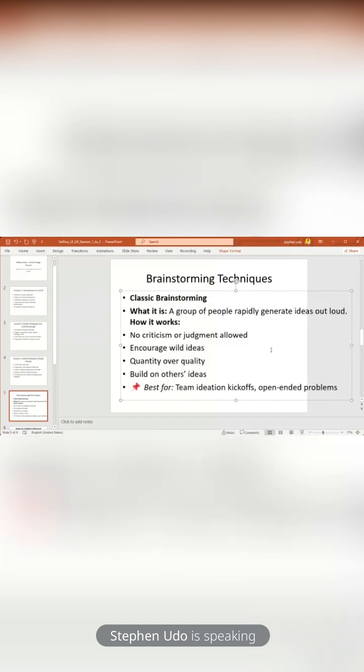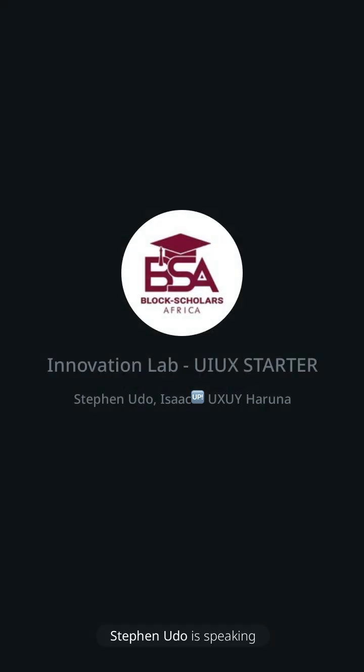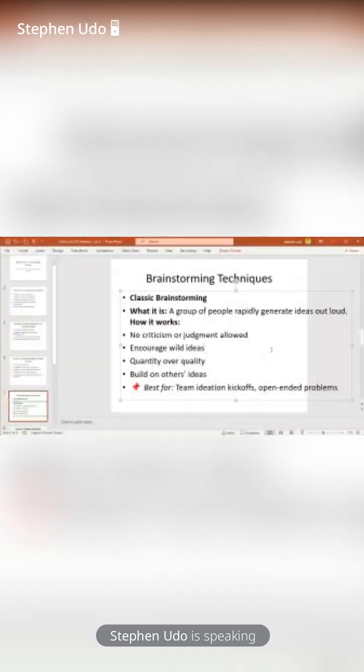Classic brainstorming. What it is: a group of people rapidly generates ideas out loud. This means everybody in your team generates ideas publicly, out loud. How it works: no criticism or judgment allowed. You are not to be sentimental about it. You are not to be judging your team member for raising an idea.